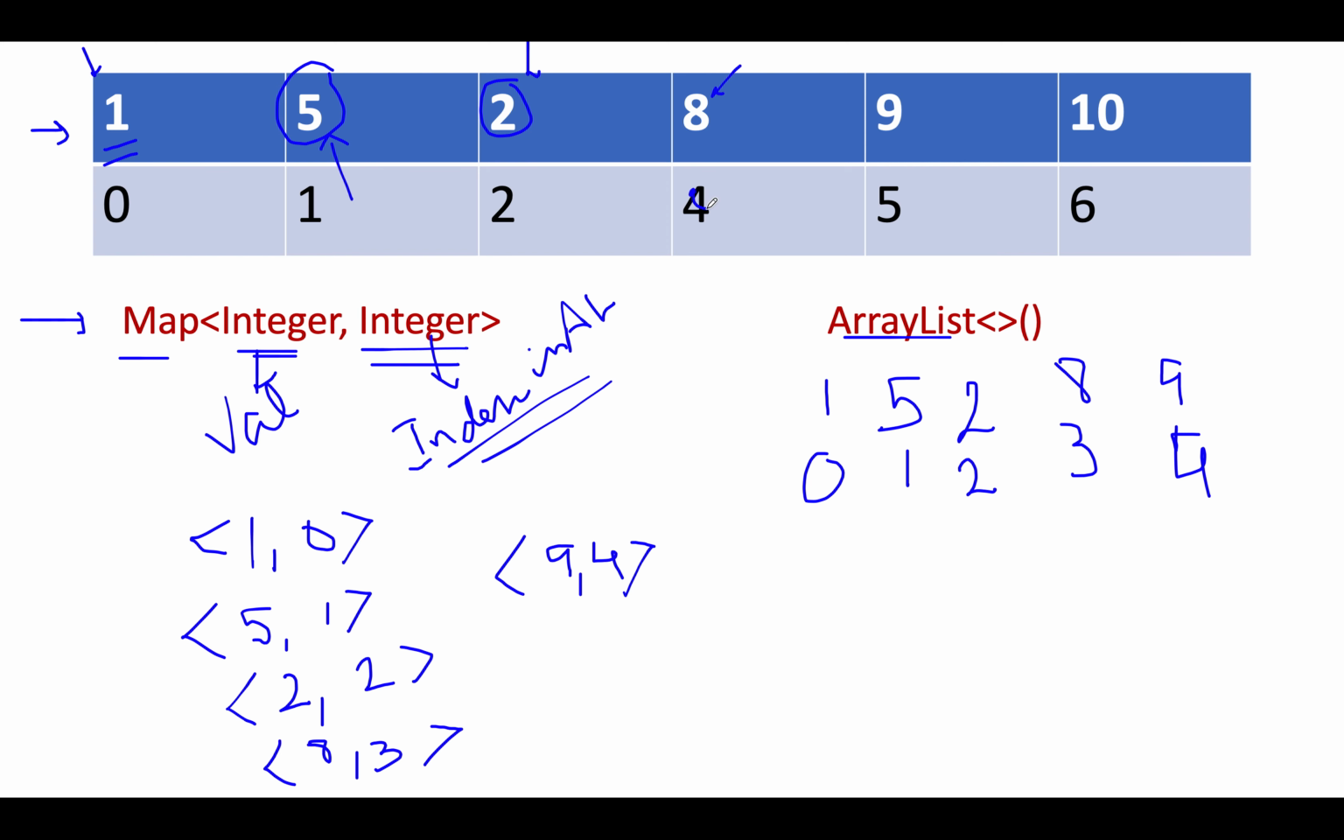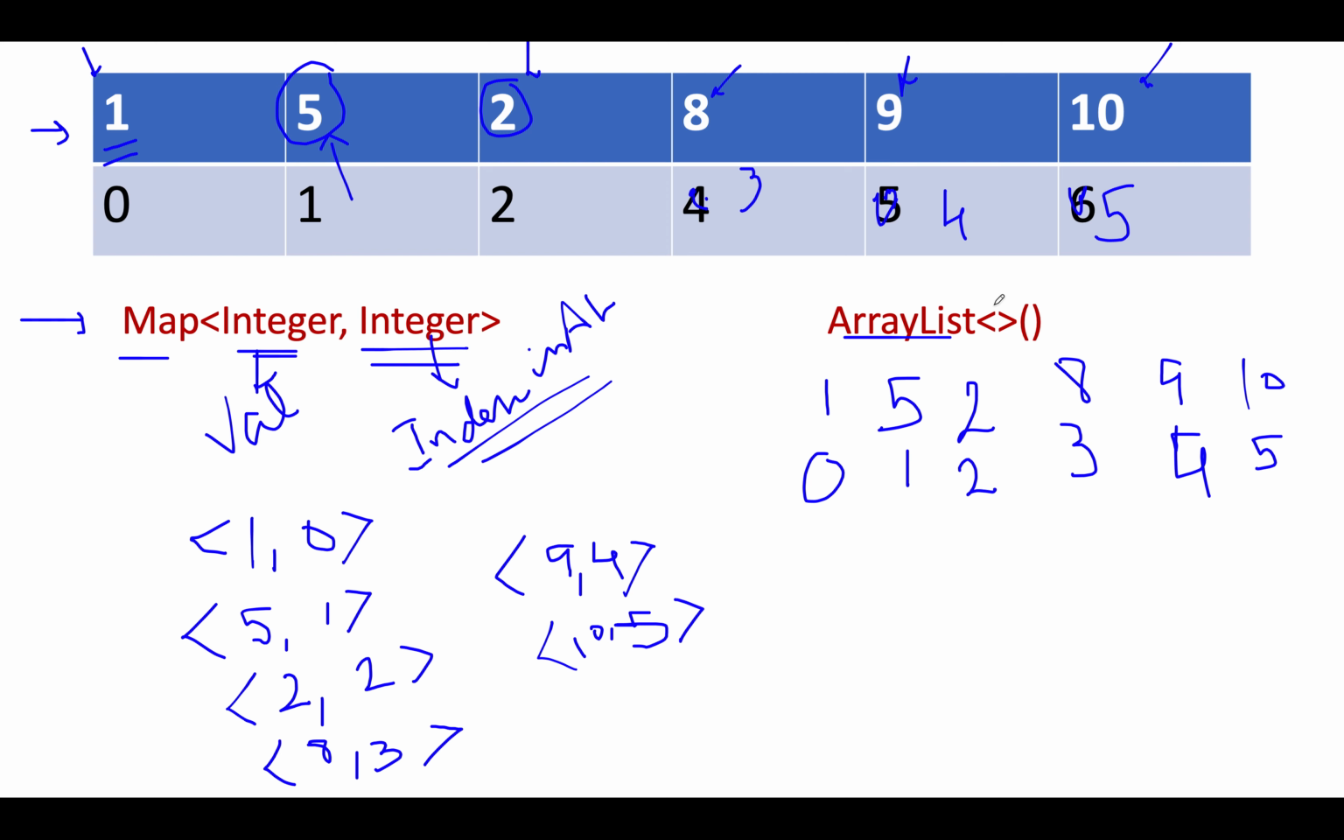So this is 3, this is 4, and this is 5. Let's continue the process. Next we have 10. So 10 gets added at the fifth index. So insertion seems pretty simple and straightforward. We are simply adding a new entry in the map and adding it in the array list as well. The time complexity of insertion is order of 1.